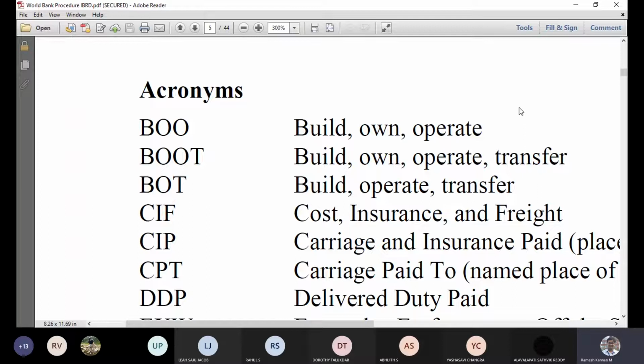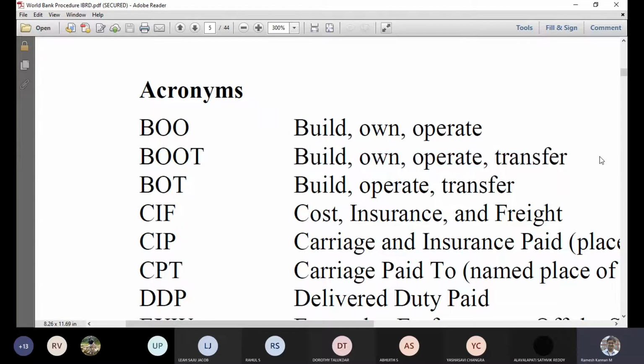Say a bigger company like L&T does that, and then they own it for a certain period of time, say 5 years, and then they operate. They get the revenue based on collecting the toll, right? And then once that is done, they will transfer to the government. So the first one is build, own, and operate, right? The next is build, own, operate, and transfer.